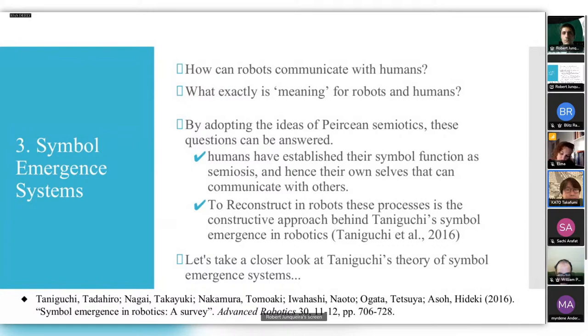Let us now return to the question posed at the beginning of this lecture. How can robots communicate with humans? What exactly is meaning for robots and humans? At the very least, the picture assumed by symbolic AI, in which a fixed system of symbols defined by humans is given to a robot, and the robot understands the meaning of the input information accordingly, will not be able to satisfactorily answer these questions. Rather, by adapting the ideas of Peircean semiotics, these questions can be answered.